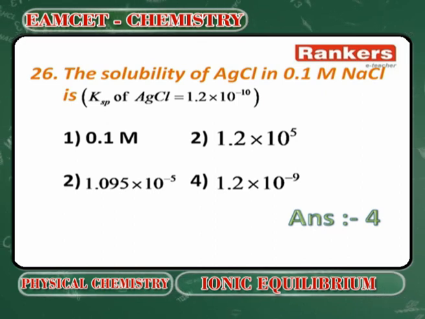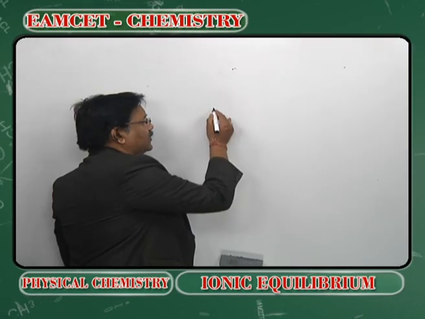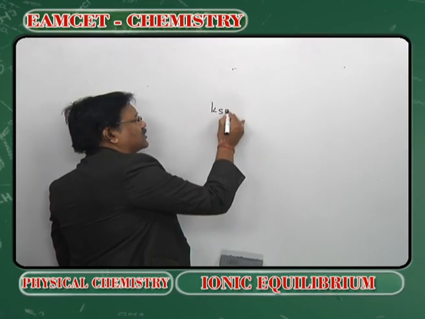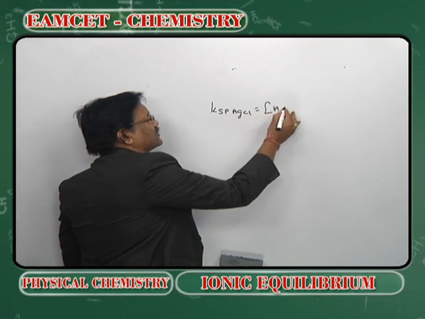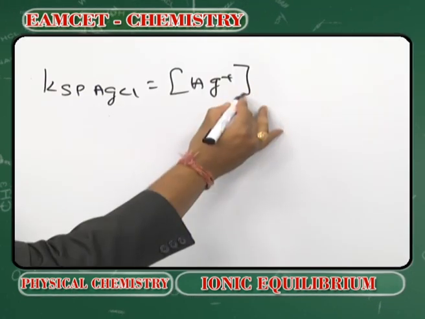the solubility of AgCl in 0.1 molar NaCl. This is also an example of finding the solubility in presence of a common ion. So Ksp of AgCl is equal to Ag plus into Cl minus.